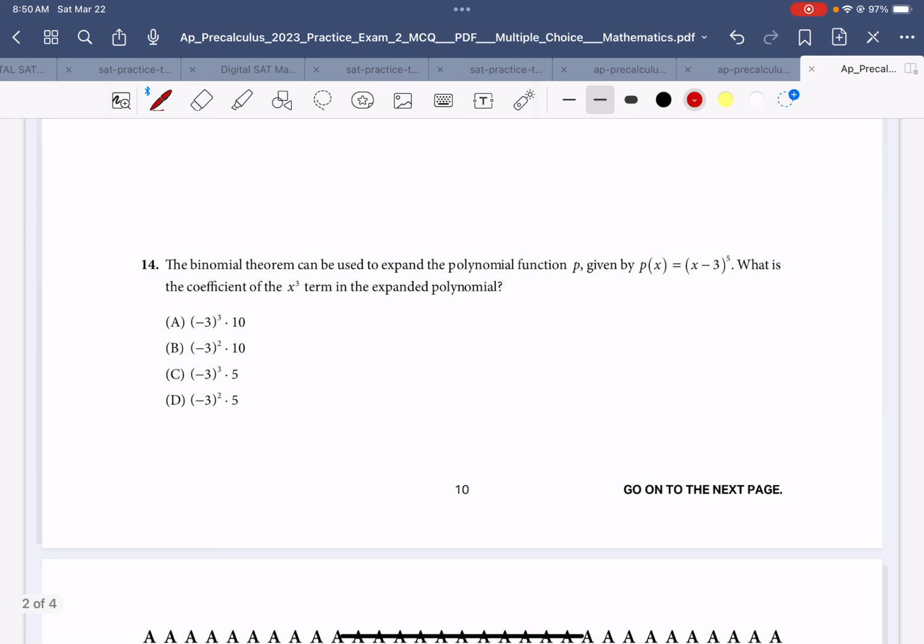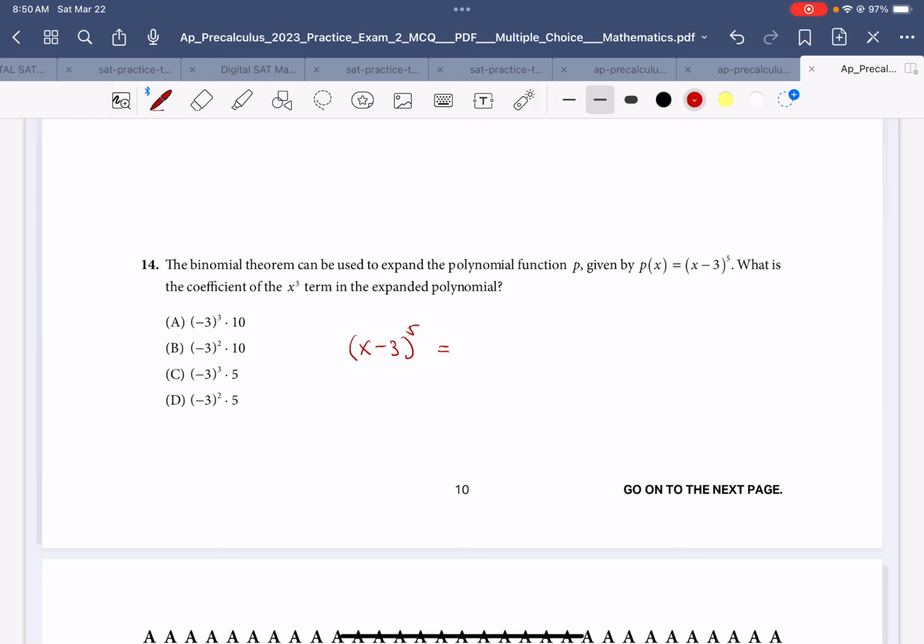Number 14, the binomial theorem can be used to expand the polynomial function p given by p of x equals (x minus 3) to the power of 5. What is the coefficient of the x cubed term in the expanded polynomial? So, binomial theorem, (x minus 3) to the 5th power.